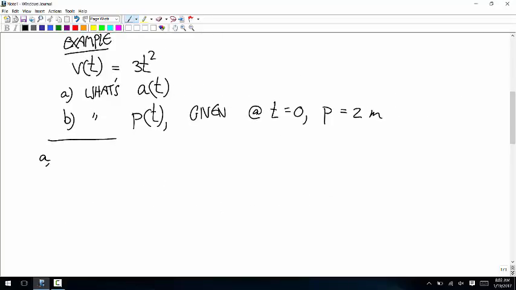Okay, part A. The acceleration is the time derivative of the velocity. So that's 6t. And that's the end of it.